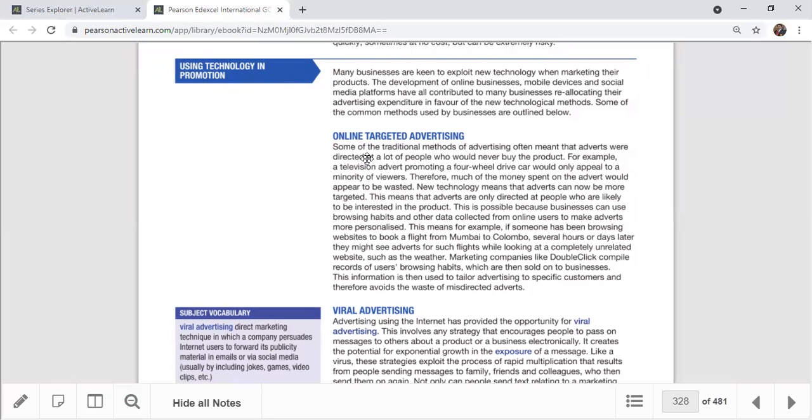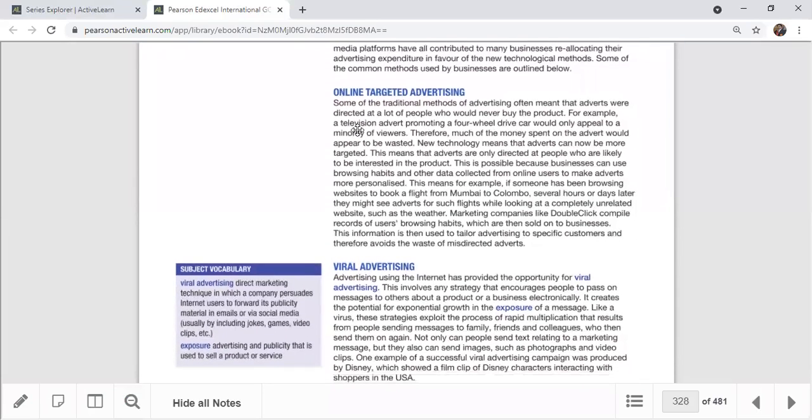Some of the common methods used by businesses are outlined, and you can see online targeted advertising. Here, traditional methods of advertising often mean that adverts are directed to a lot of people. For example, a television advert promoting a four-wheel drive car would only appeal to a minority of viewers, because there are a number of television channels and they will be watching different channels. So therefore, only a small amount of audience.